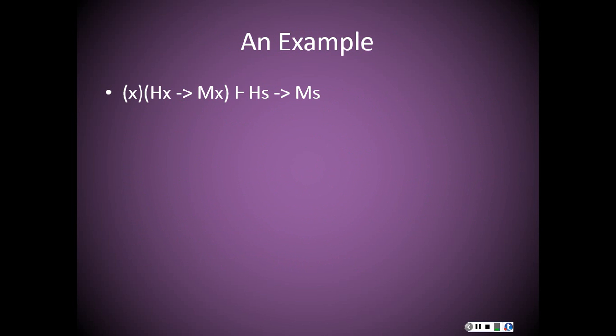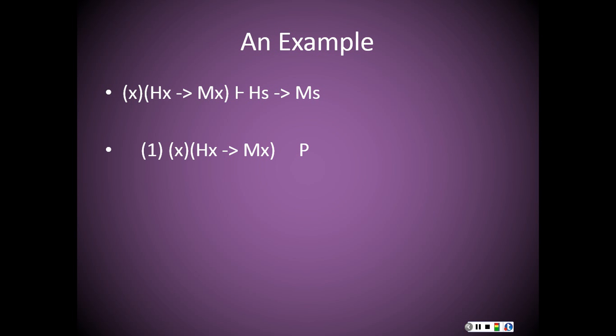So let's begin with the following example. This might be a translation of the argument pattern, all humans are mortal. Therefore, if Socrates is human, then Socrates is mortal. That is, for any x, if x is human, then x is mortal. Therefore, if Socrates is human, then Socrates is mortal. This is clearly a valid argument pattern, and we are now in a position to prove that it is valid using the rules that we now have at our disposal.